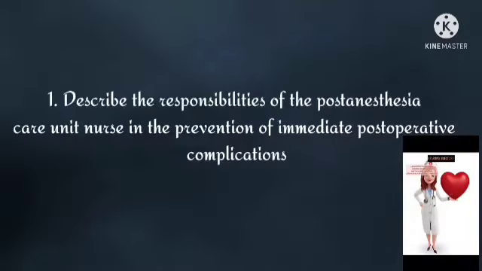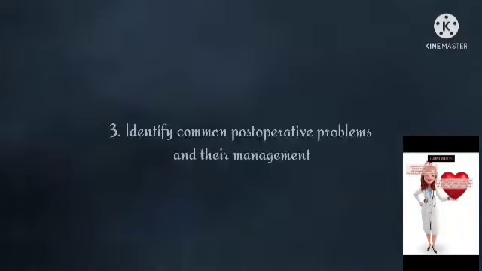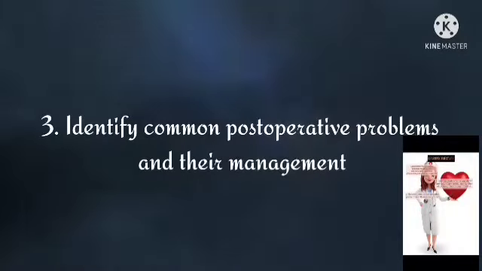At the end of this chapter, the learners will be able to describe the responsibilities of the post-anesthesia care unit nurse in the prevention of immediate postoperative complications. The second is to compare postoperative care of the ambulatory surgery patient with that of the hospitalized surgery patient. And the third is to identify common postoperative problems and their management.